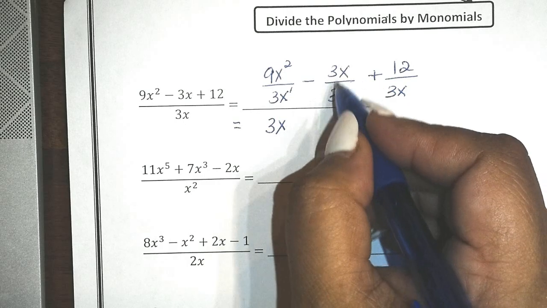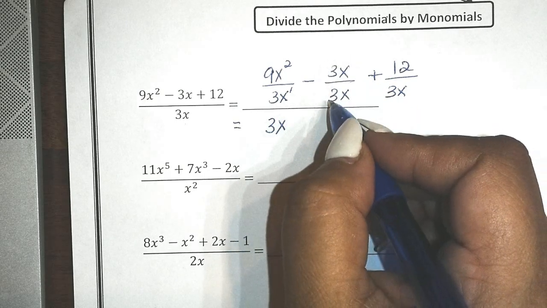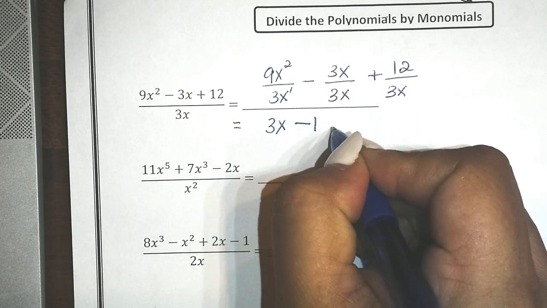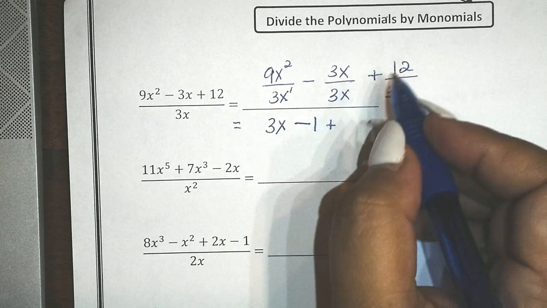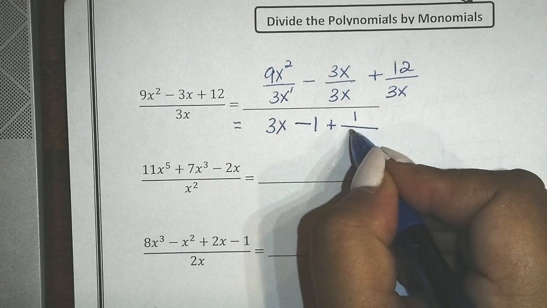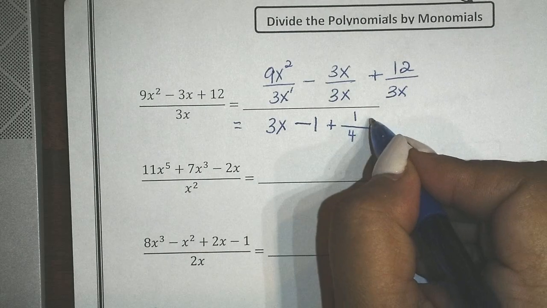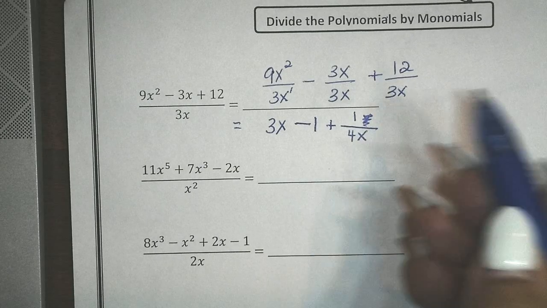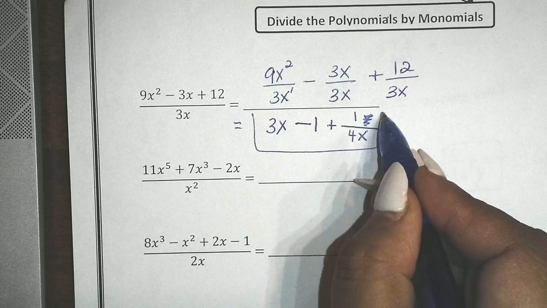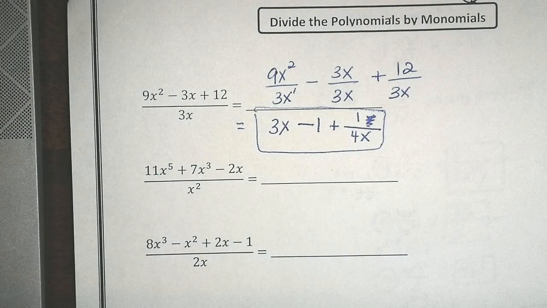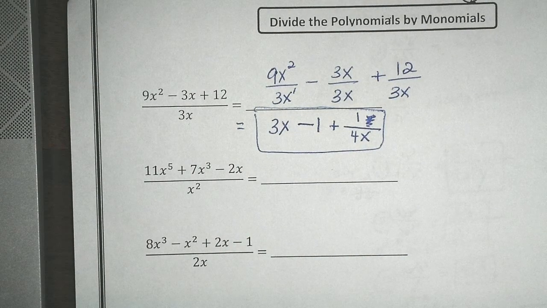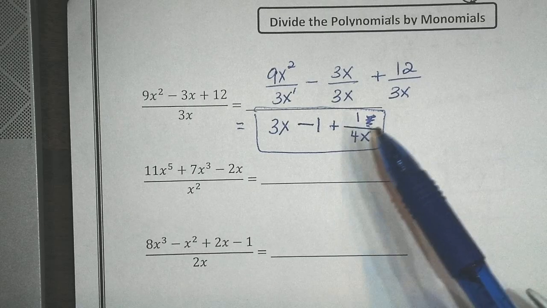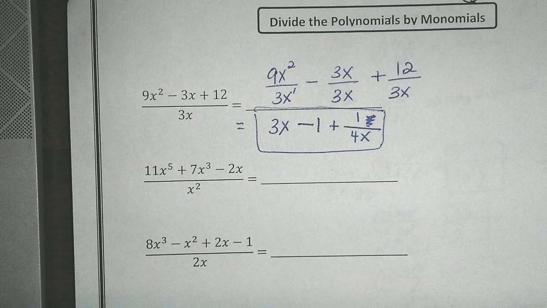Now here I have the same thing on the top and the bottom. 3x divided by 3x is 1. And this, 12 divided by 3, the only thing that can reduce down is the fraction. And that x still remains on the bottom. So this is my simplified polynomial. And yes, you are going to keep the fractions the way they are because you cannot have any negative exponents.